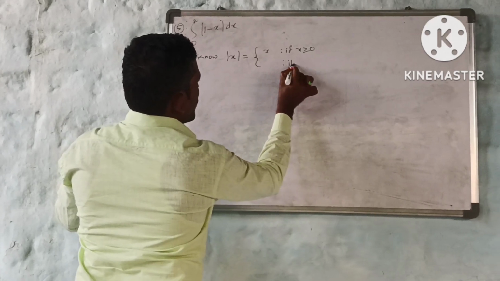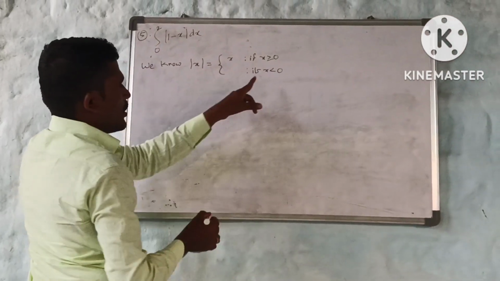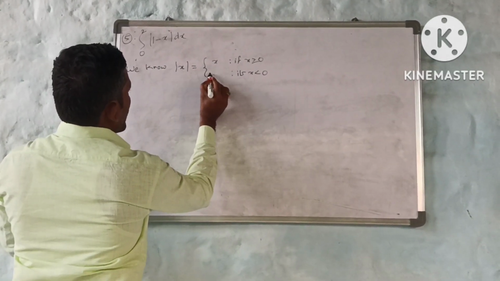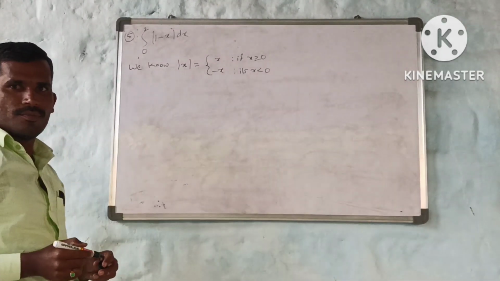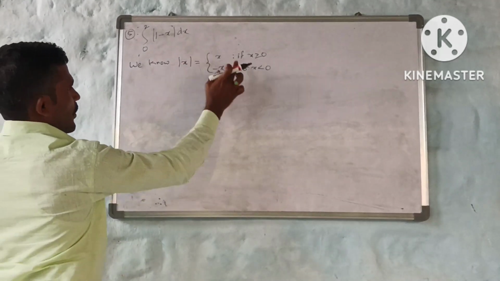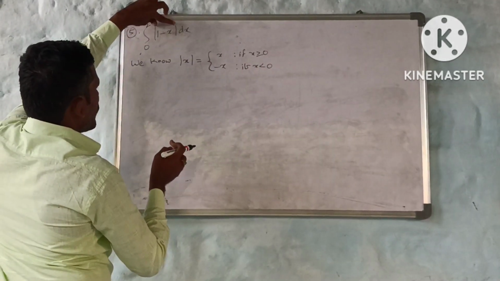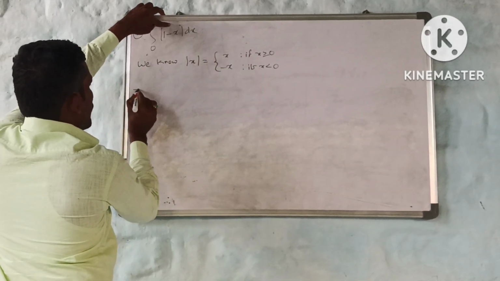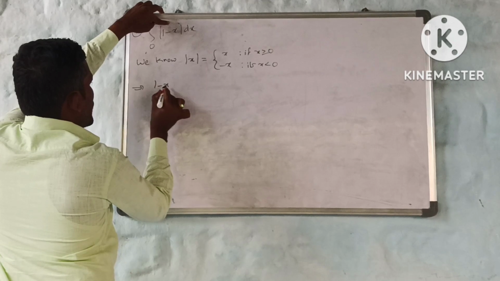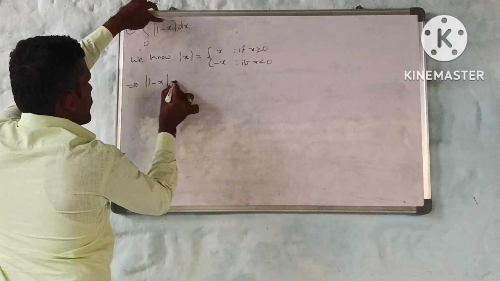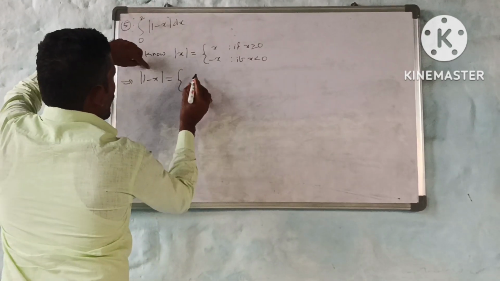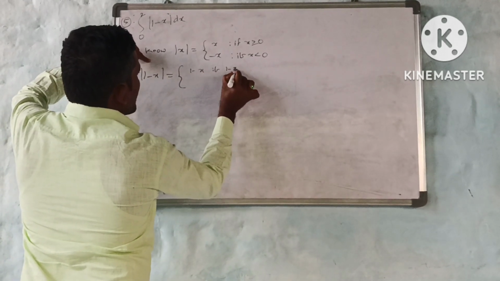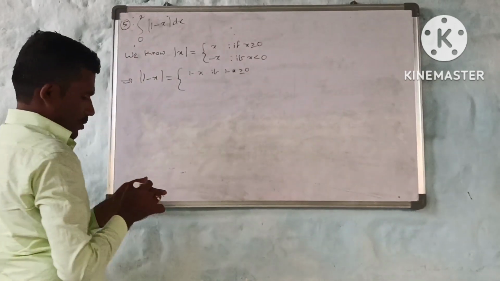If x is less than 0, less than 0 meaning smaller than 0, then this modulus of x you have to take as minus x. So modulus of x is defined like that. So now we have to define from this the modulus of 1 minus x. From this, 1 minus x with modulus is nothing but 1 minus x, if 1 minus x is greater than or equal to 0.